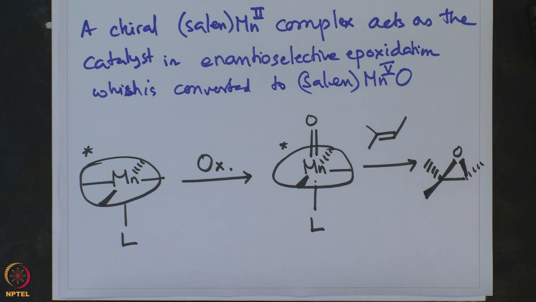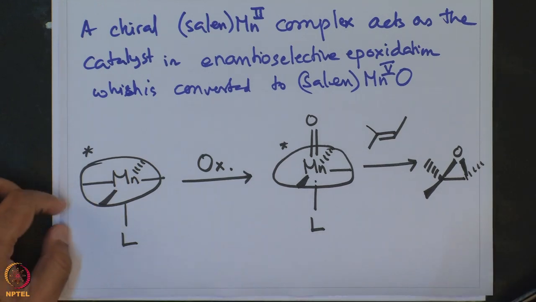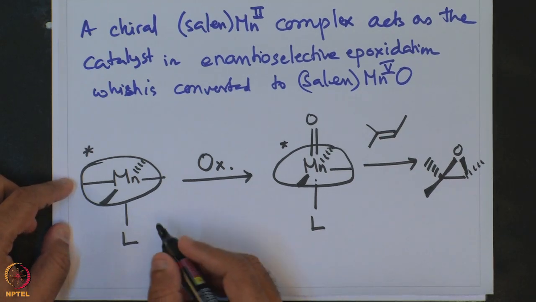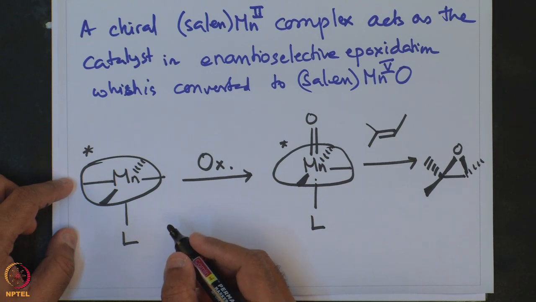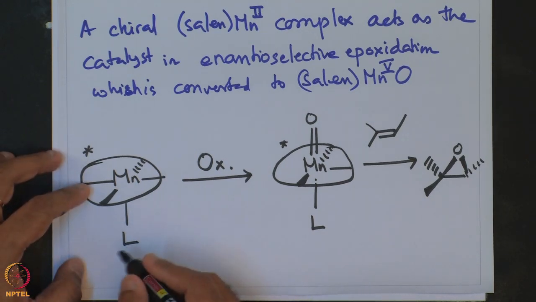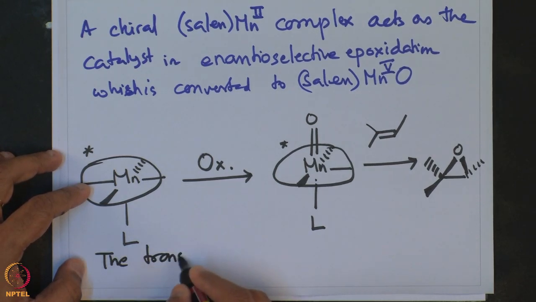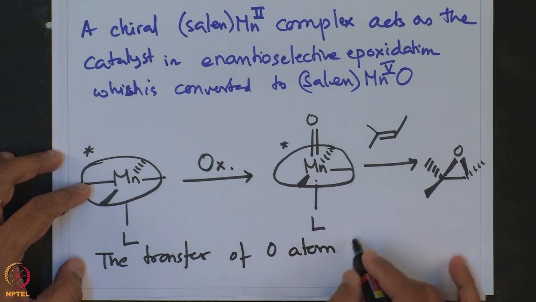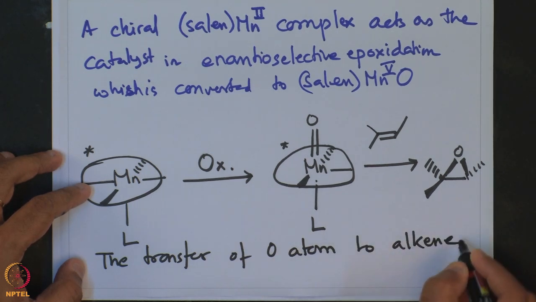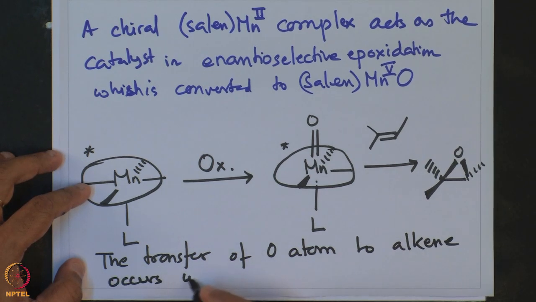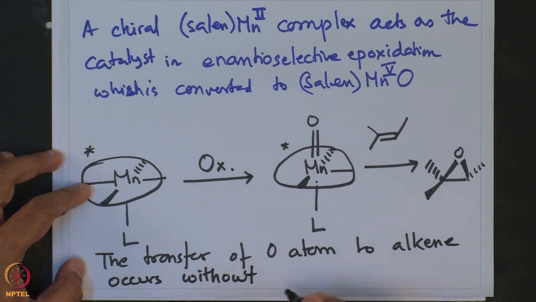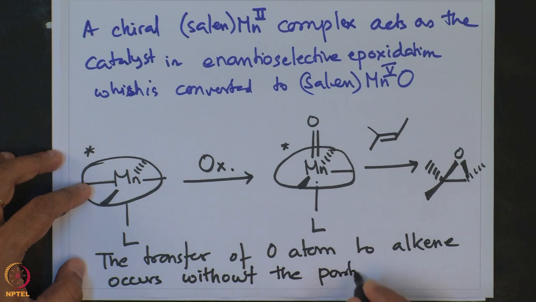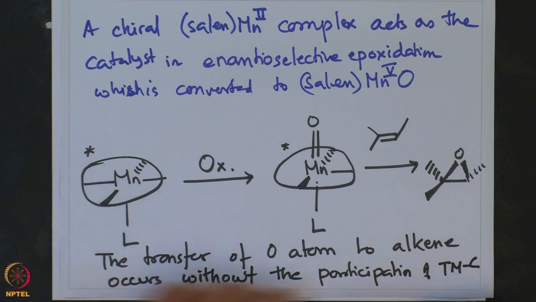So, the transfer of oxygen atom to the alkene occurs without the participation of the transition metal carbon intermediate.